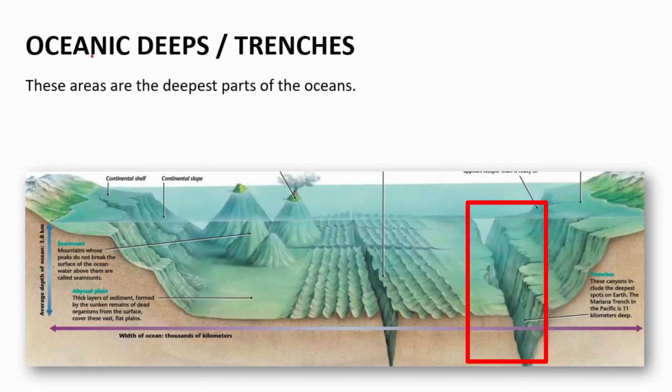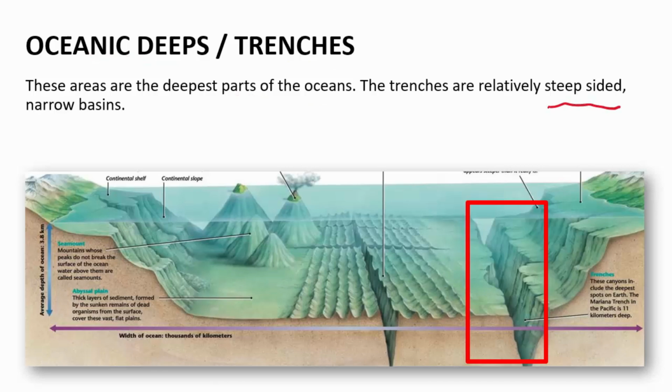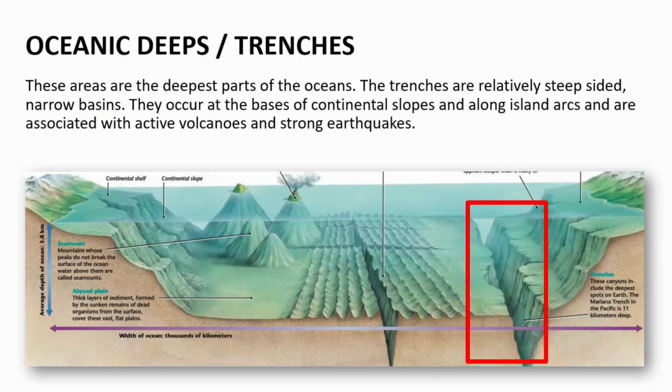The next in our list is the oceanic deeps, which are also famously known as trenches. These areas are the deepest parts of the ocean, as you can see in the figure. One of the most famous ones is the Mariana Trench, which is present inside the Pacific Ocean. These trenches are relatively steep sided, very steep in nature, and they have a very narrow basin. They occur at the bases of continental slopes and along island arcs, and are associated with active volcanoes and strong earthquakes.